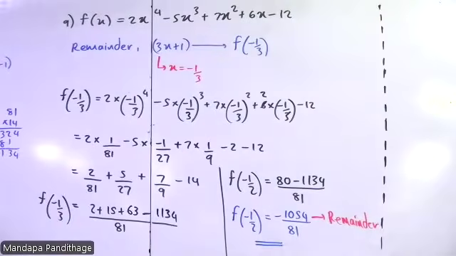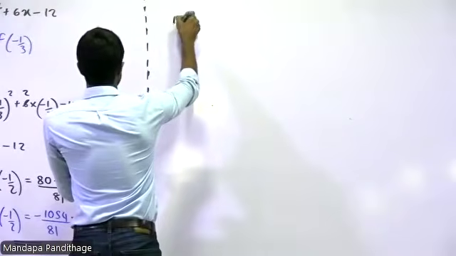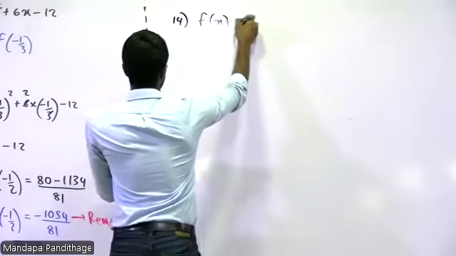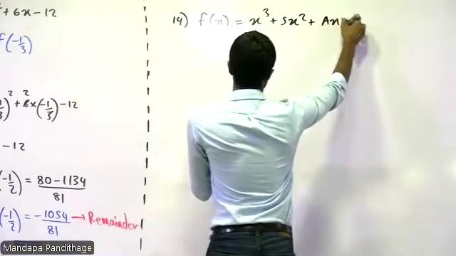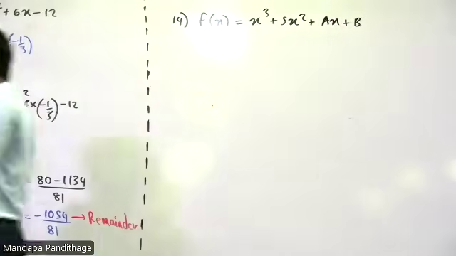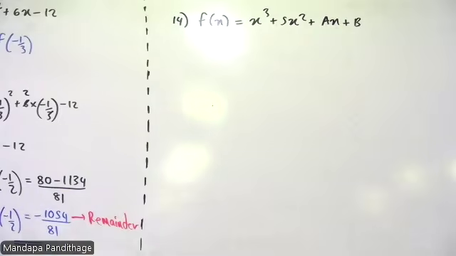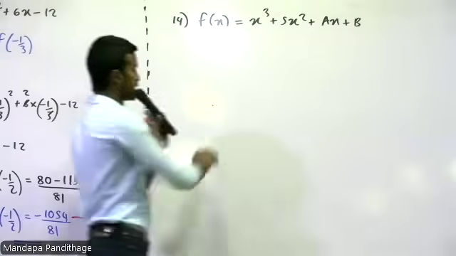Okay, now read question number 14. Read question number 14. Question number 14. Okay, so what they have given: x cube 5x squared plus ax plus b. They have mentioned that when we divide this by x minus 1 and x plus 1, the remainders are 13 and 17 respectively. Okay, so now they are not asking about a remainder.